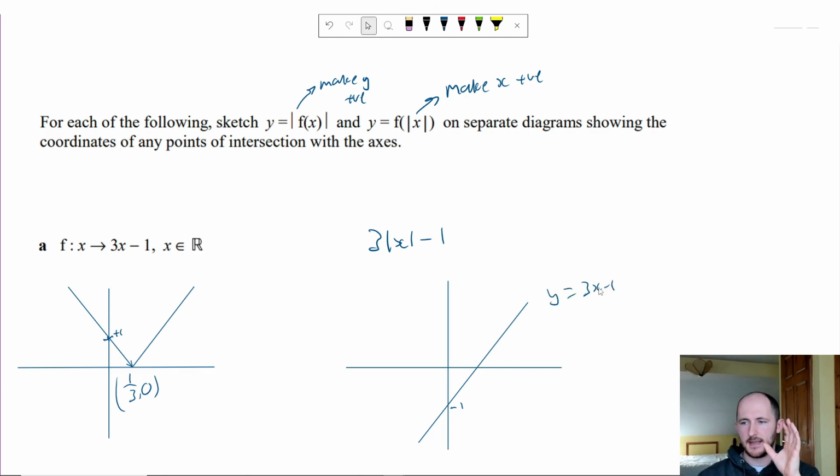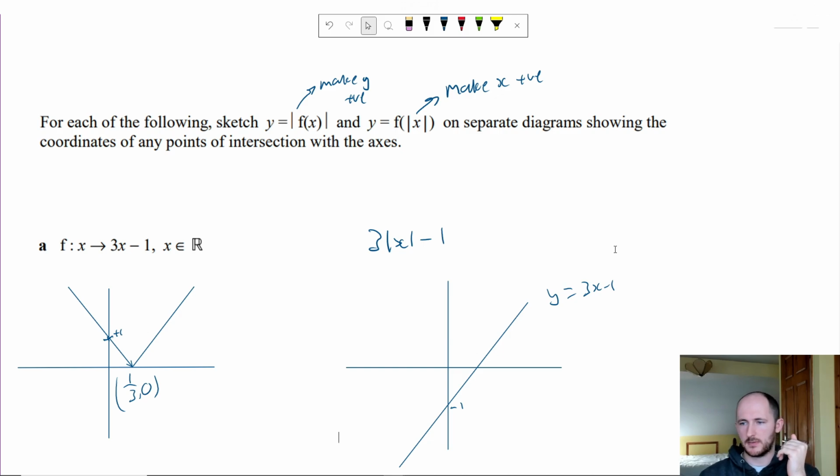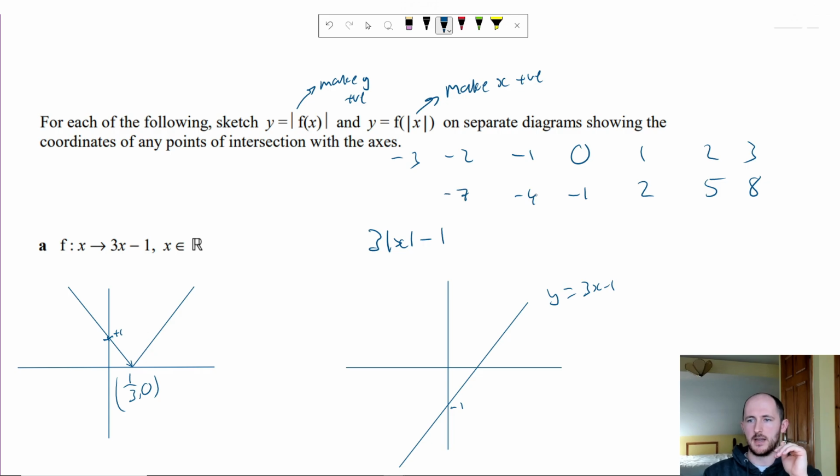Now, when I make x positive, what does it mean? Well, I've thought of so many ways to explain this because it's quite tricky. But essentially, if I look at a plotting table, the positive values will be the exact same as the negative. So if we do 0, 1, 2, and 3, 0 would be minus 1, 1 would be 3 minus 1, which is 2, that'd be 6 minus 1, which is 5, and 8. Now, if I sub in a negative value, you would expect the values to get negative, right? So normally, 3 times minus 1 is minus 3, take away 1 is minus 4. So normally you'd expect minus 4, minus 7, minus 10.